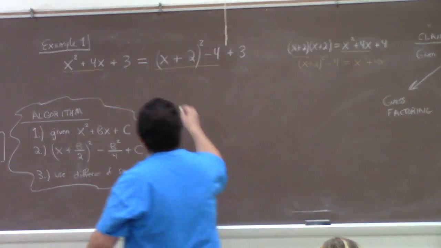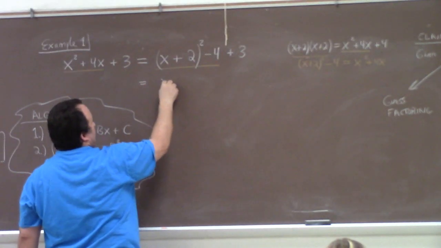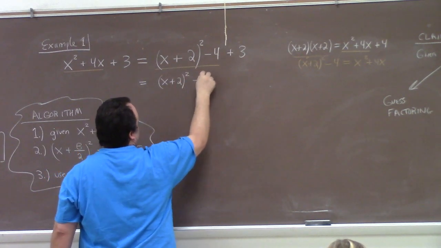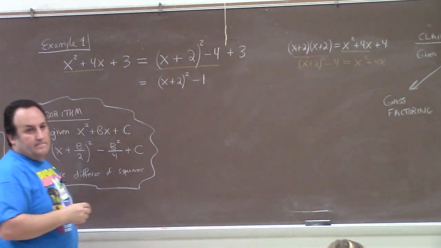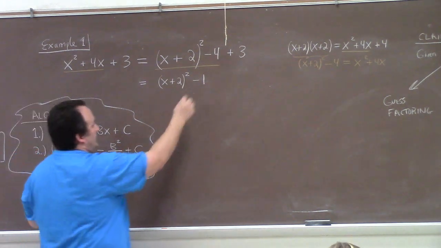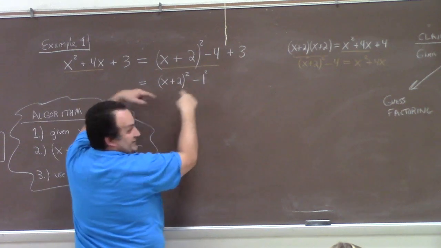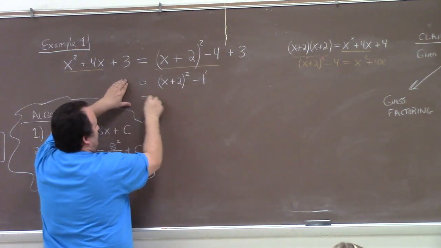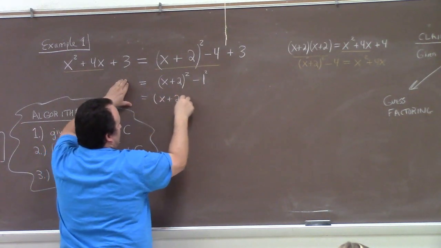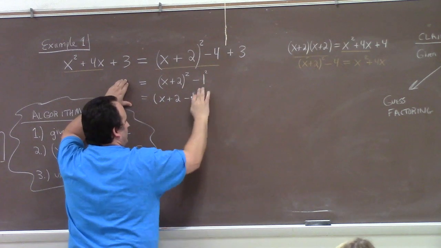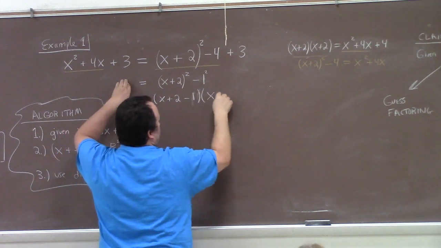So this is x plus 2 squared minus 1, which we could write as 1 squared, like 1 is 1 squared, right? I'm just emphasizing that this is the difference of squares. So I can go back and write that as x plus 2 minus 1 times x plus 2 plus 1.